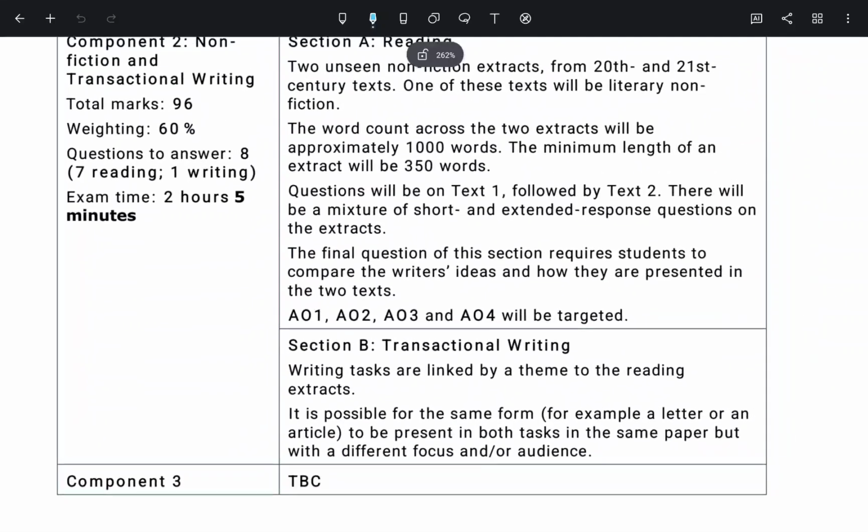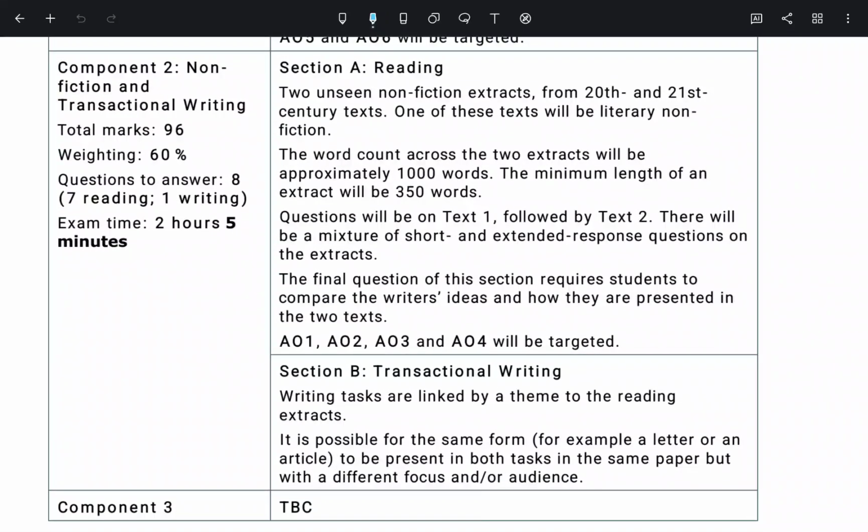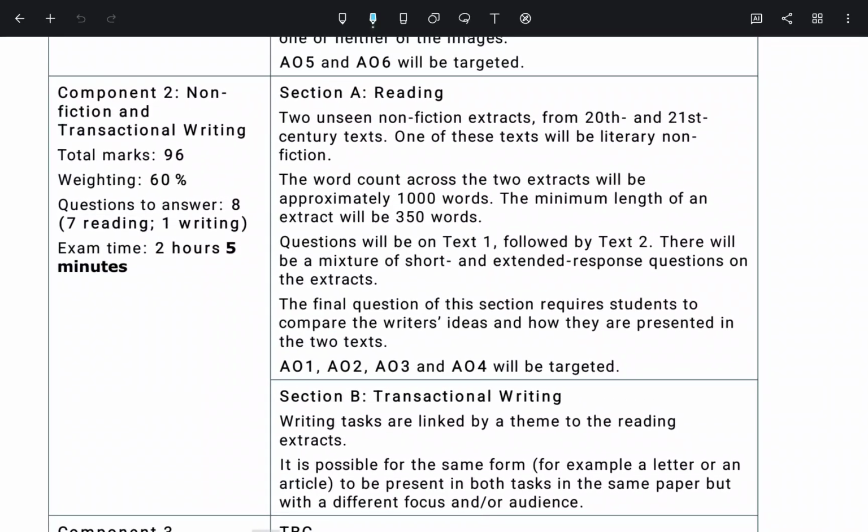I know many of you are doing this exam literally in a few days, depending on when you're watching it. Component 2 should be sitting on the 6th of June, and it's worth 96 marks. This is for Edexcel, for your information. The weighting of paper 2 or component 2 is 60%, which is clearly more than component 1. So what does this tell us? It tells us you need to be well prepared for paper 2.